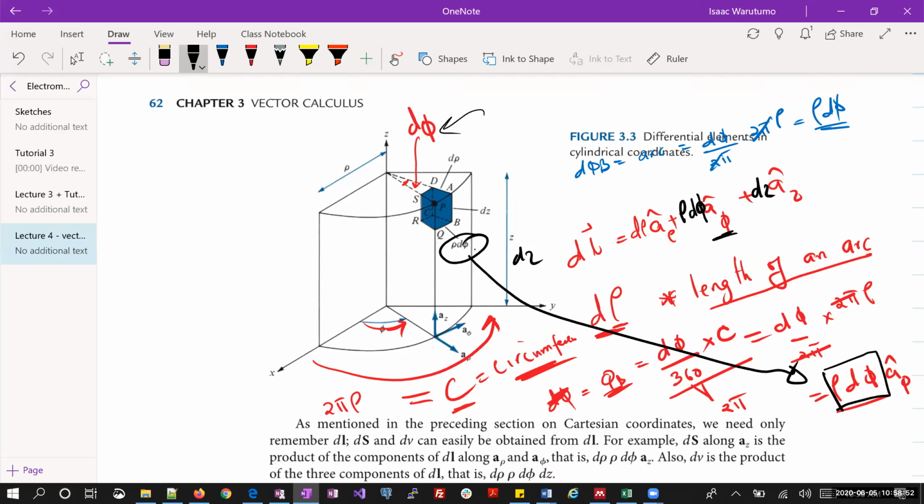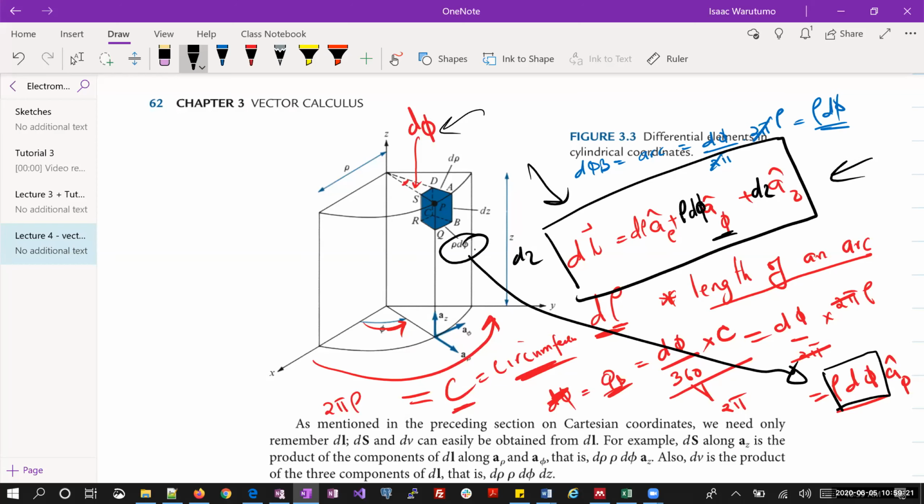You said spherical coordinates and rectangular coordinates, the z direction remains the same. So my elemental length becomes d rho a rho plus rho d phi a phi plus dz az. So that is where we are. That is the most important thing to remember.